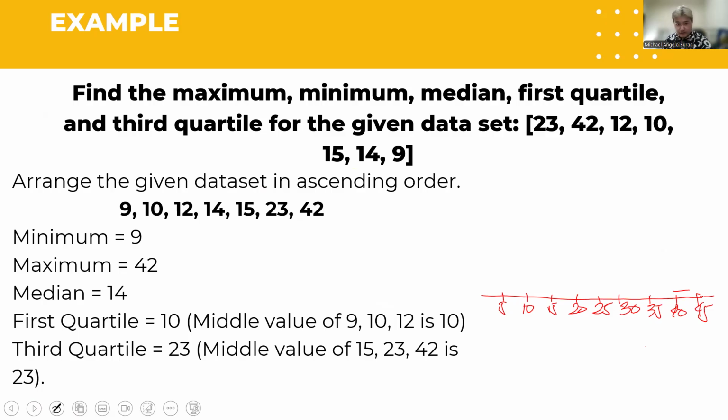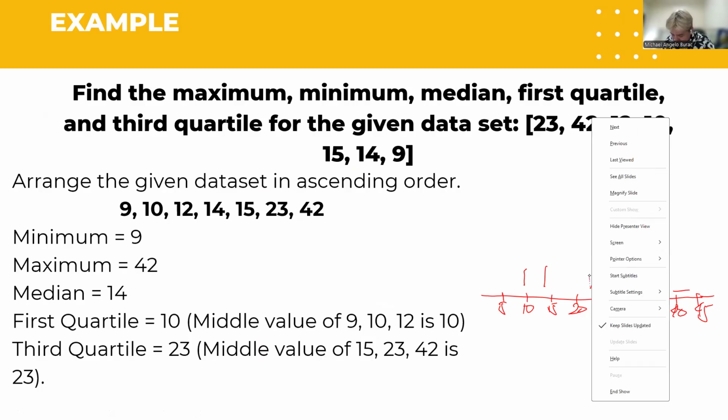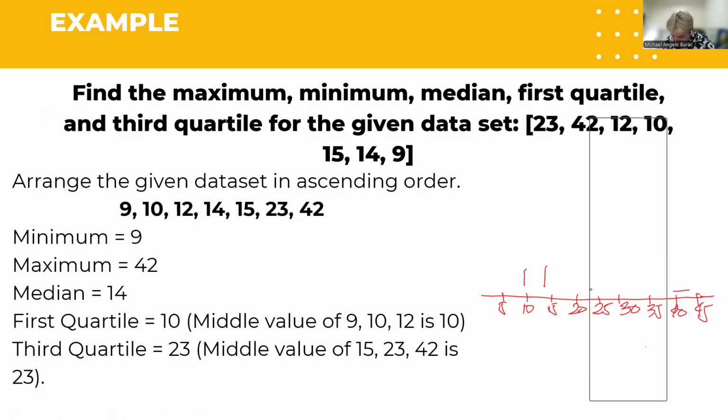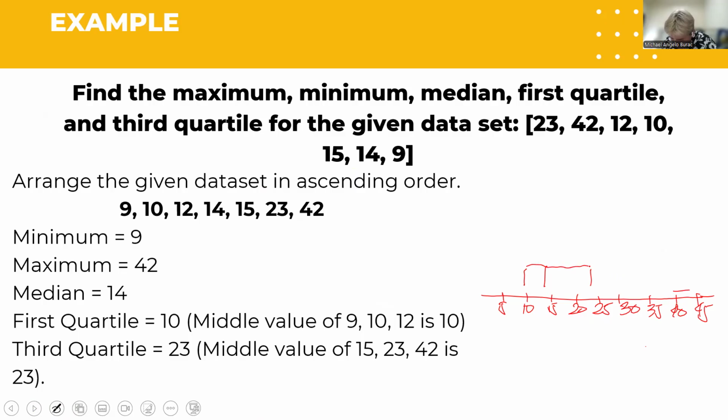So let's start with plotting our median. So start with the median. So we have 14. So it's around here. Okay. For our Q1, we have 10. So we have it here. For our Q3, we have 23. So it's around here. Okay. So we now have our box here.